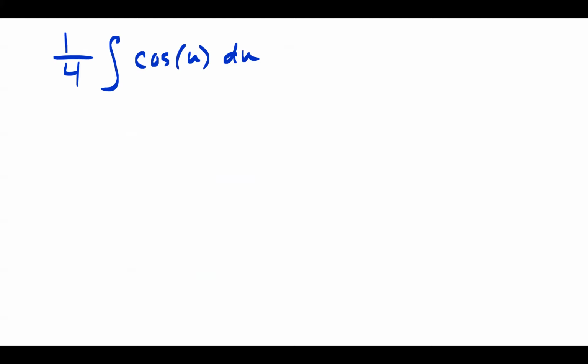Absolutely. What is the antiderivative of cosine of u? Sine u. Perfect. So this becomes 1/4 sine of u plus c, right? Because we have an indefinite integral on our hands. Notice how that made it to be an easy function at this point.